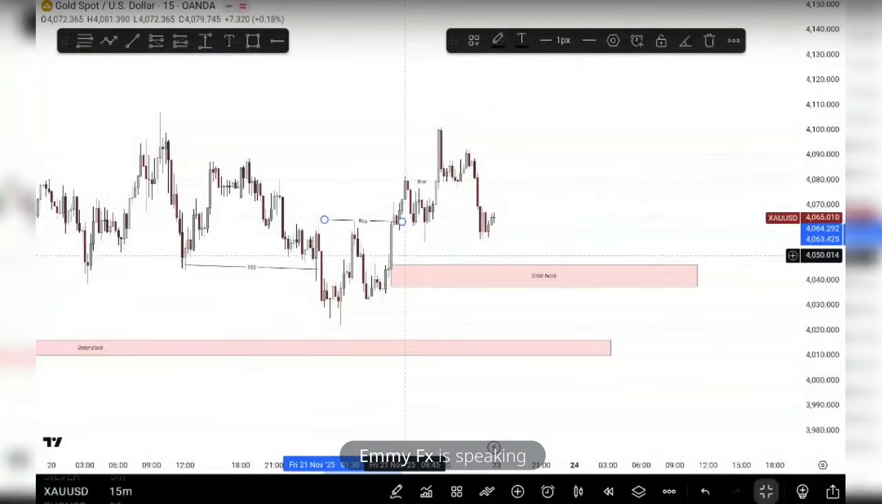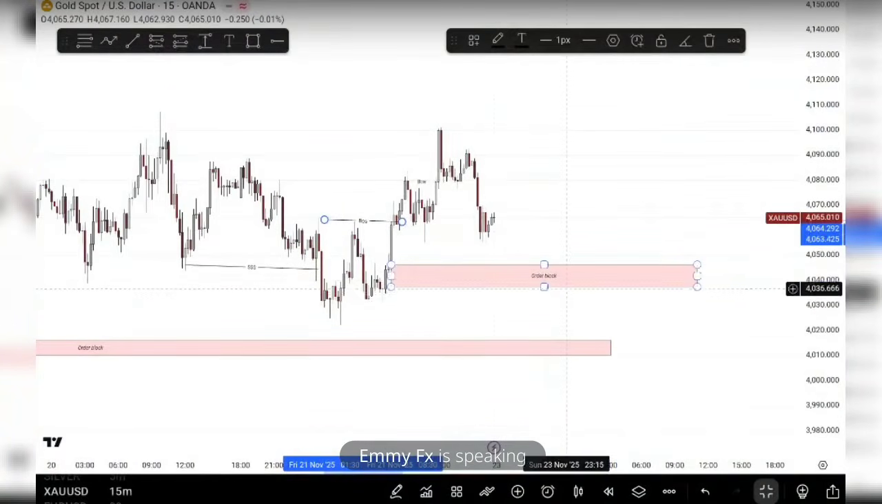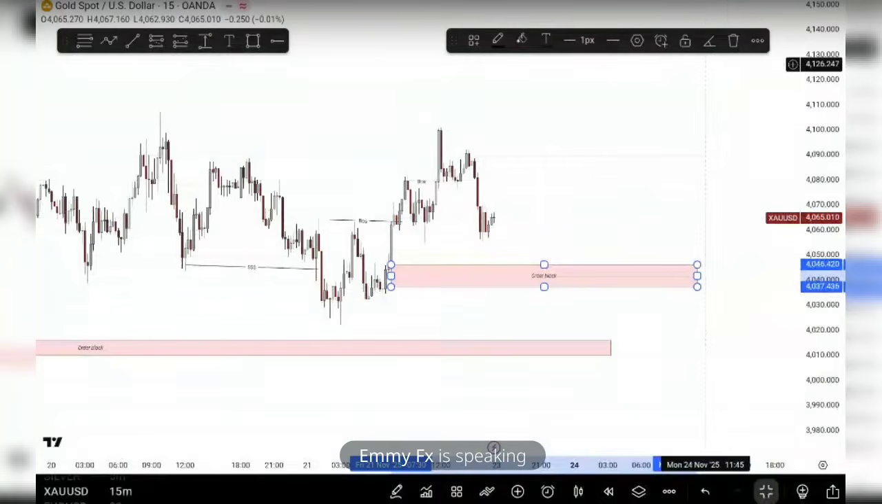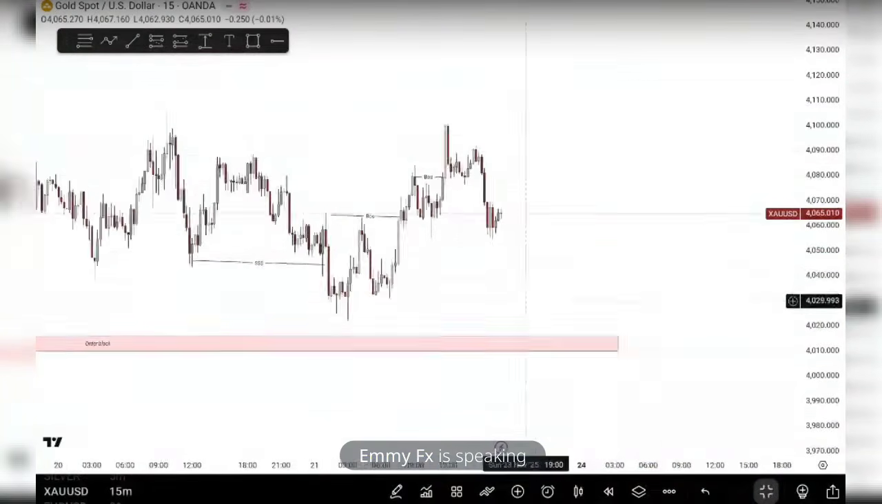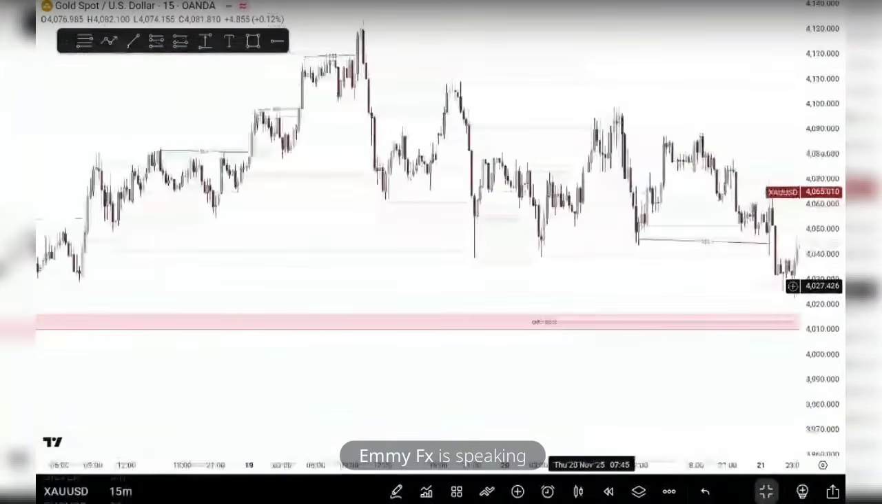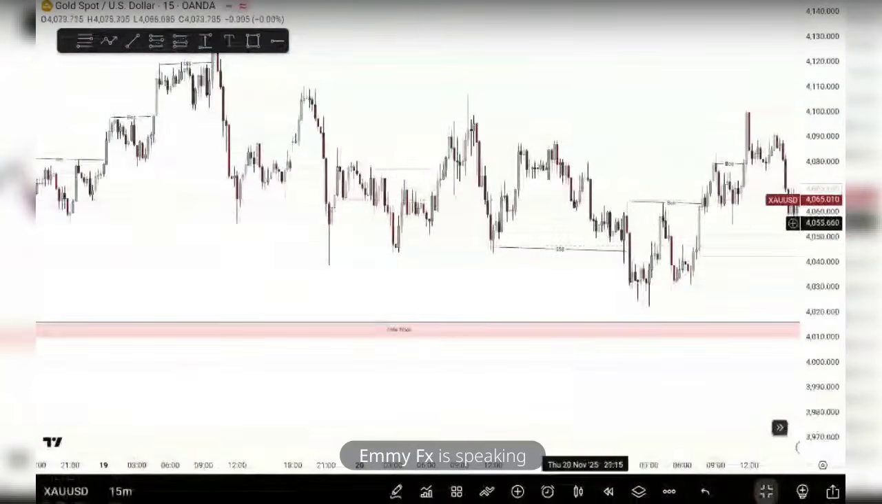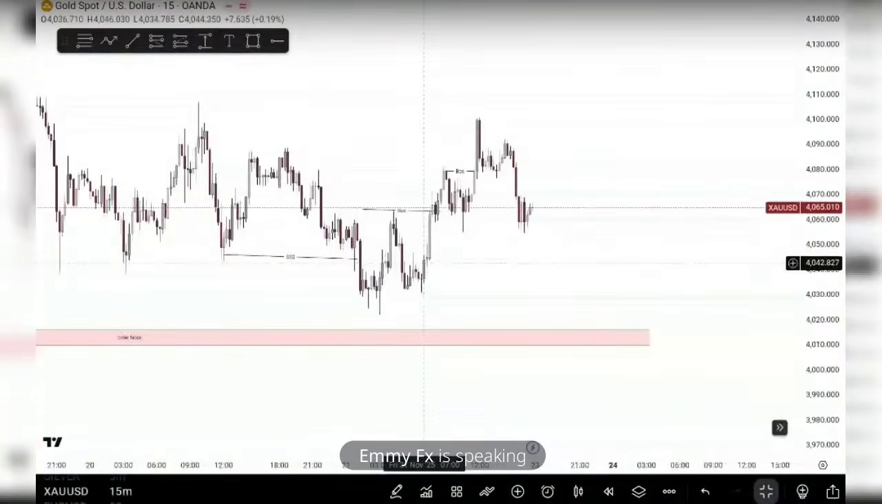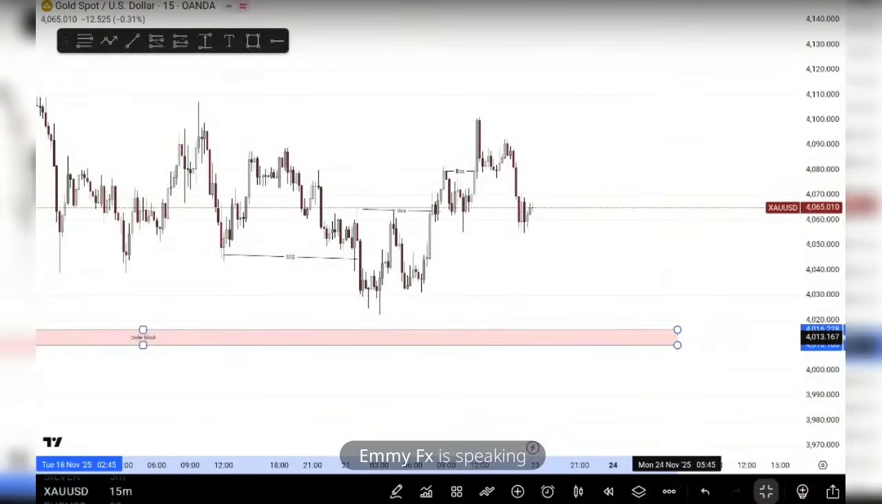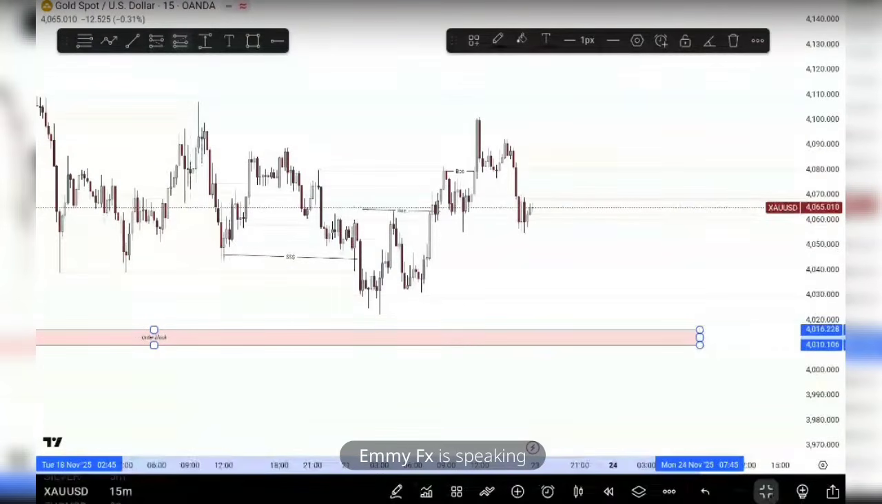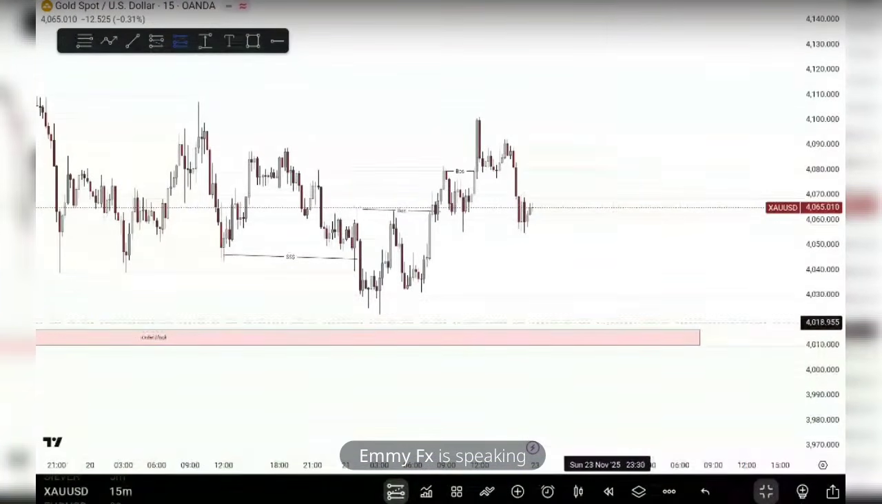But I cannot take a trade from here. I will use this side as inducement. Now, for me, rather, I will look for a buy than a sell. But I have a sell setup here, which I'm going to show you guys. But before then, let me call out the coordinates pertaining to this.